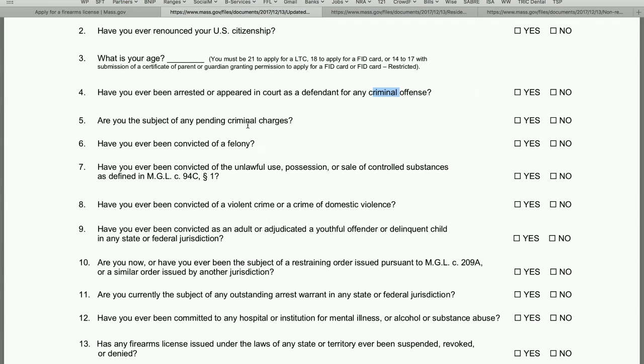All right, so this is a big question right here, okay, that we get asked all the time. Have you ever been convicted of a felony? So as it currently stands right now, being convicted of a felony is a lifetime ban, okay?